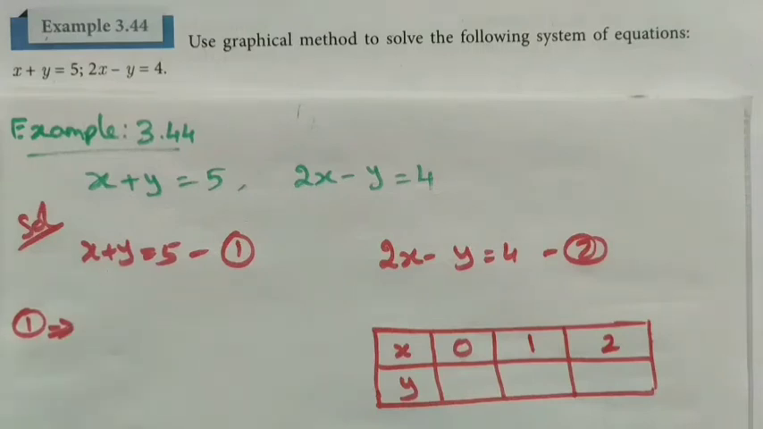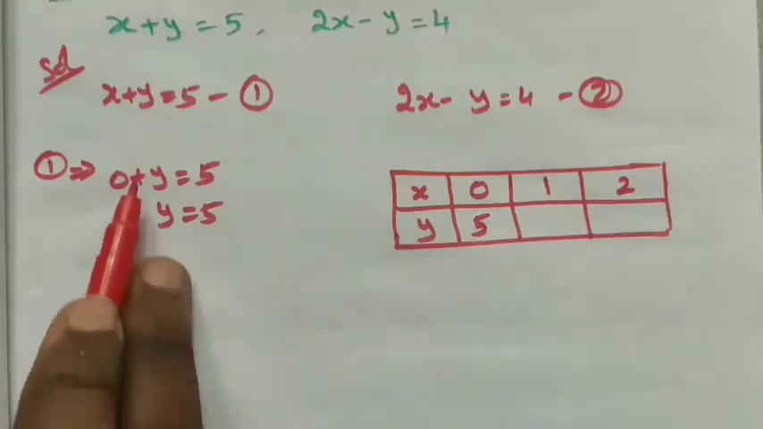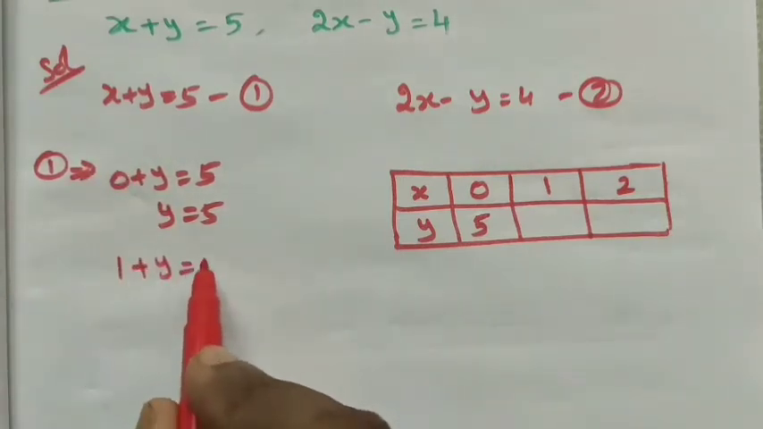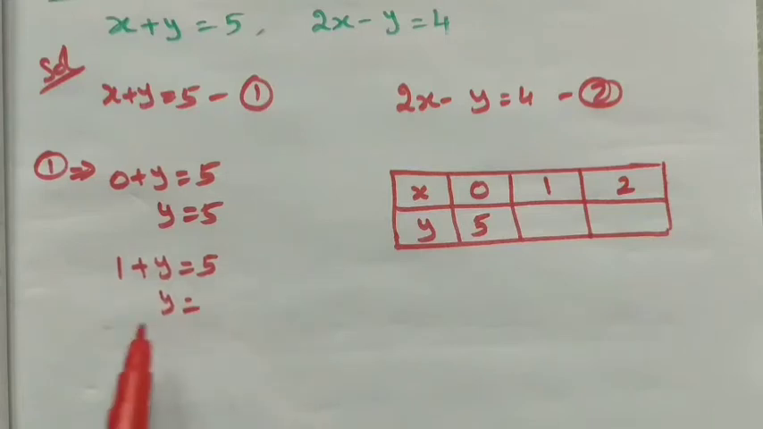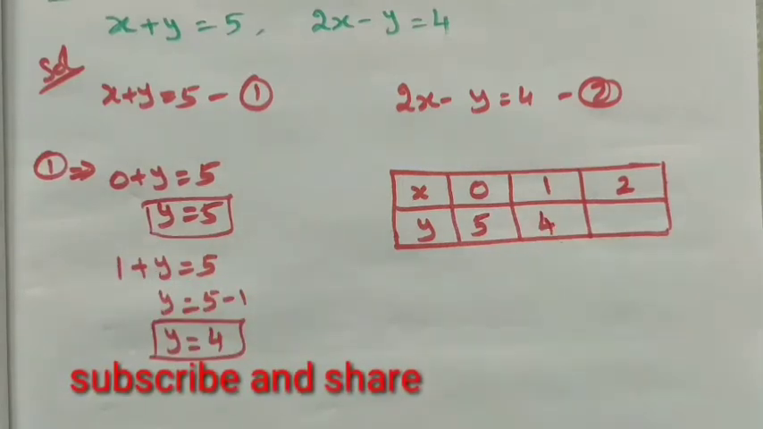In equation number 1, if I put x equal to 0, then 0 plus y is equal to 5, so y is equal to 5. Next, x is equal to 1 means 1 plus y is equal to 5. Then y is equal to, taking this 1 to the other side, 5 minus 1 is equal to 4. So y is equal to 4.